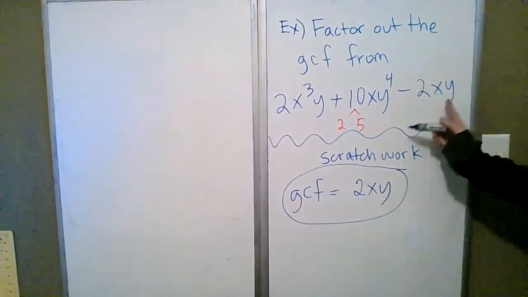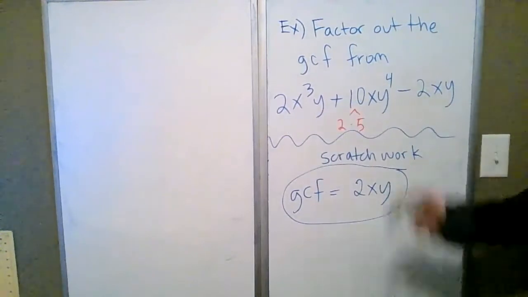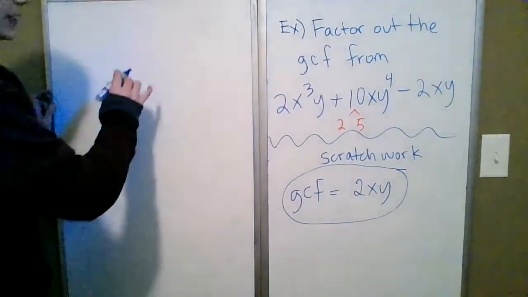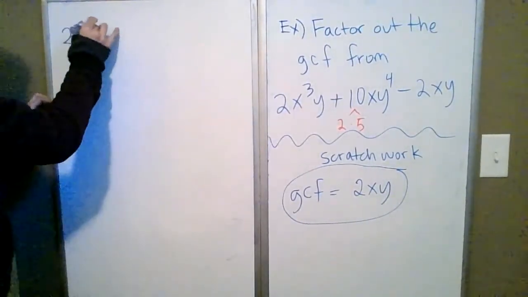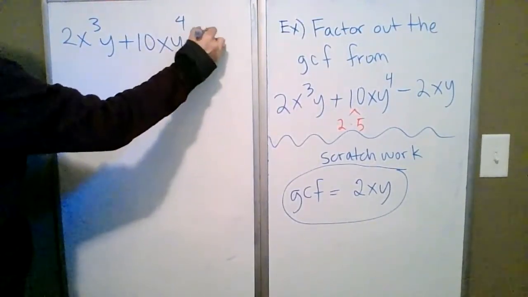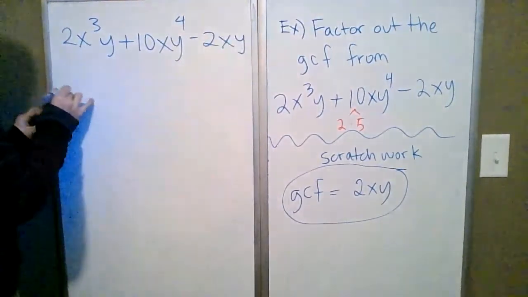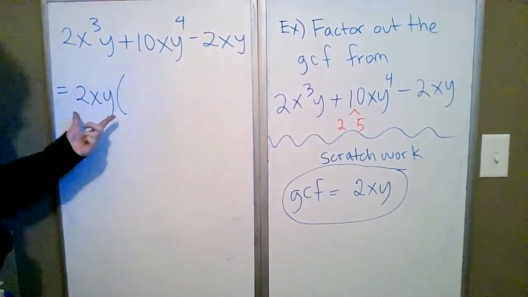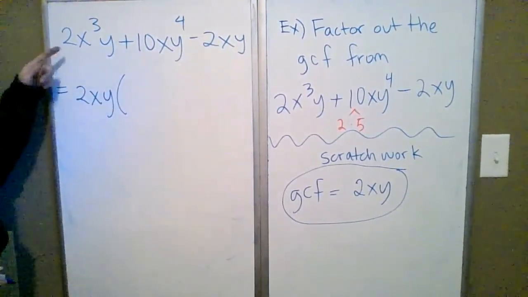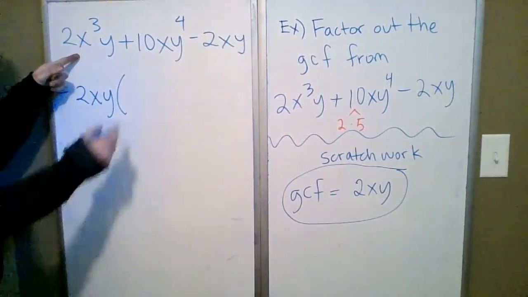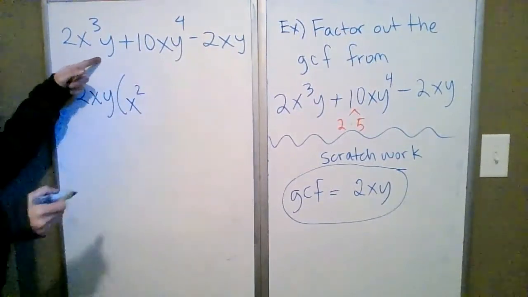Okay, we want to factor that out of the polynomial. We'll copy down to get started. So factoring 2xy out of every term. We're taking out the 2, so we're done. We're taking out an x from x cubed, which leaves x squared. And we're taking out the y.